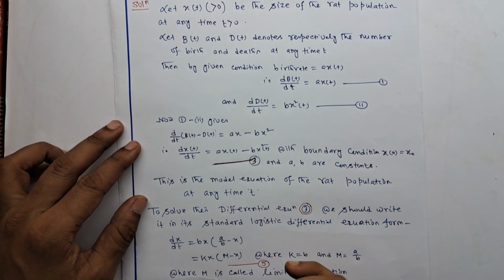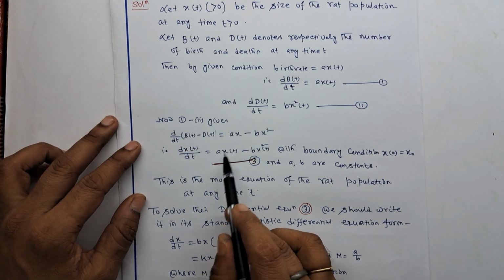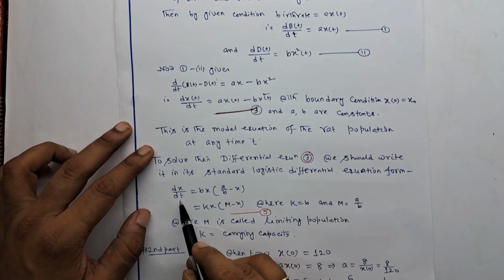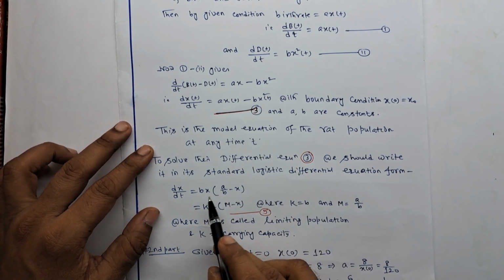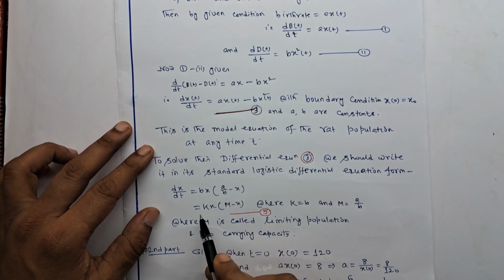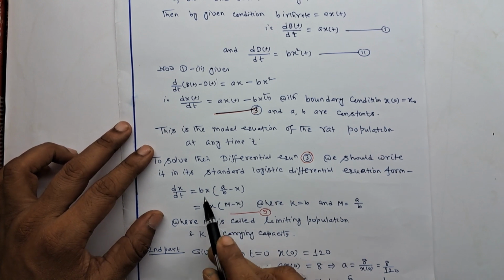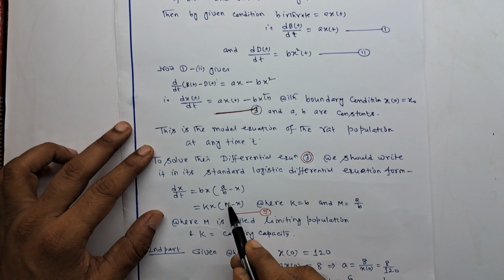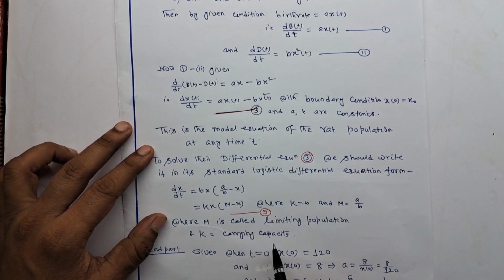Now to solve this equation, we have to write it in its logistic differential equation form. So we write dx by dt equals bx, taking b common here, so what do we get? bx (a by b minus x) equals kx(m minus x), where k equals b and a by b equals m. What is m? m is called the limiting population or threshold population. m equals a by b is called the limiting population or threshold population, and k is the carrying capacity.